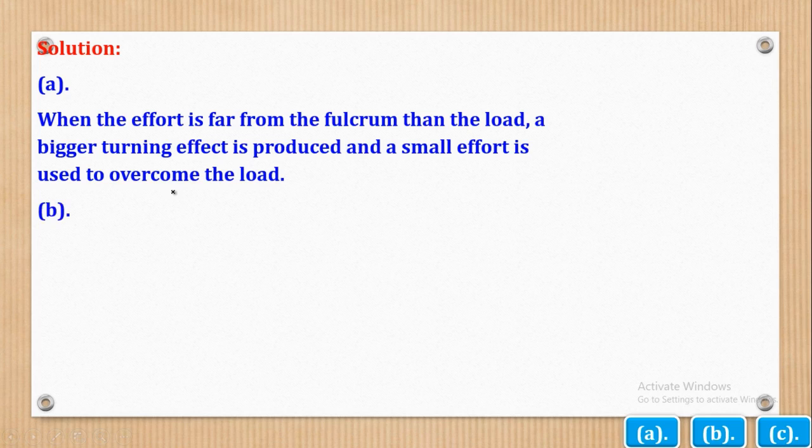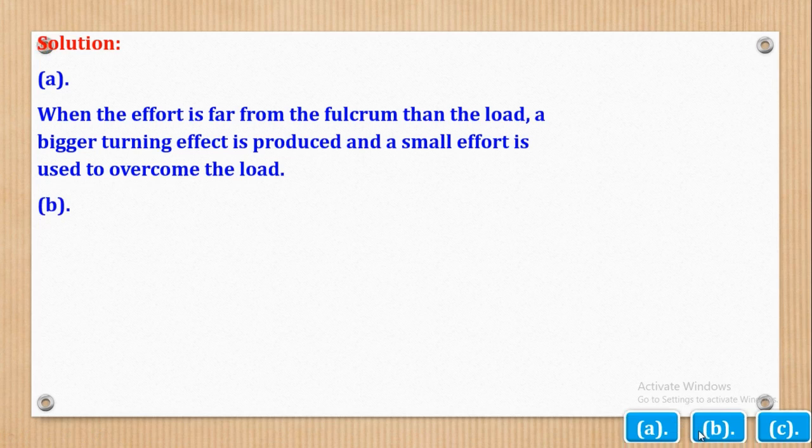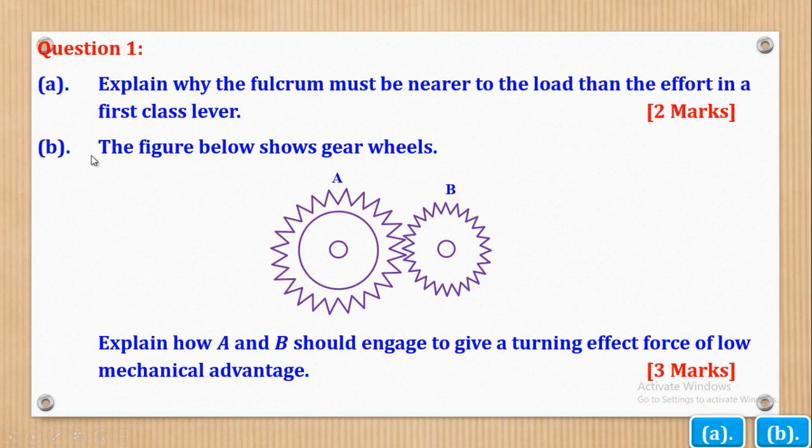So that was part A. Now we shall go to part B. Part B says the figure below shows gear wheels. So this is gear wheel A, gear wheel B. Then they say, explain how A and B should engage to give a turning effect force of low mechanical energy.